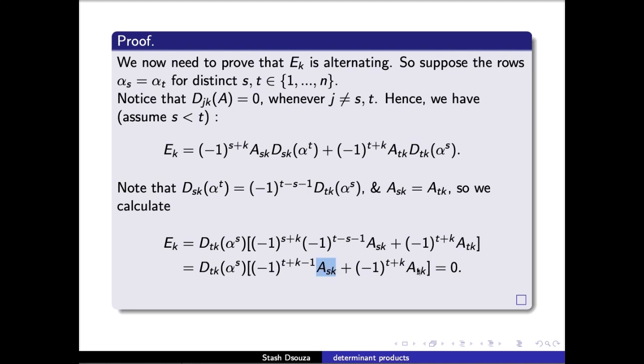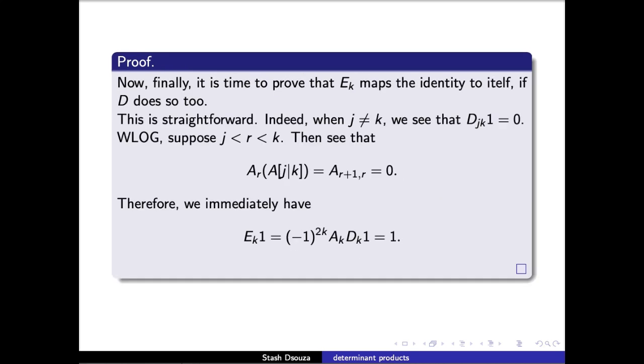But we know that ask is equal to atk, and these two coefficients are almost identical, but for the difference of minus 1 over here. That means these two terms are going to cancel each other out, because if minus 1 to the power t plus k minus 1 is positive, then minus 1 to the power t plus k must be negative, and vice versa. Finally, now it is time to prove that ek maps the identity to itself, if D does so too.